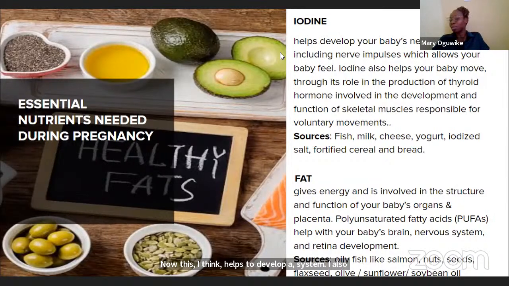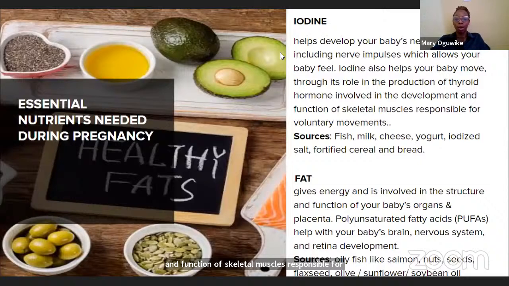Now, this iodine helps to develop your baby's nervous system, and it also helps your baby move, the kicking. And no, it doesn't mean that when you take iodine it will suddenly make your baby start kicking. No, this is because iodine helps your body to develop the thyroid hormone, and it's this thyroid hormone that is involved in the development and function of skeletal muscles responsible for voluntary movements like kicking and movement.